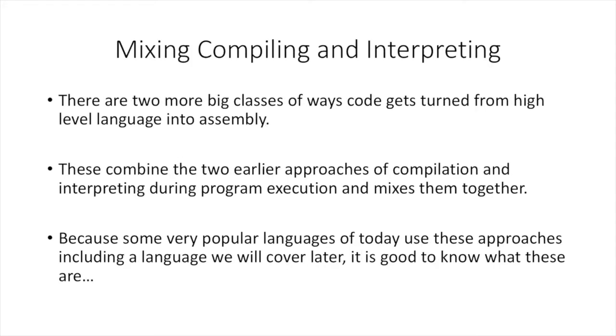Okay, now there are two more big classes of ways the code can get turned from a high-level language into assembly, and these combine the two earlier approaches I was talking about, compilation and interpreting, together during program execution. This is confusing, but it will make sense in the example. Some very popular languages of today use these approaches, including a language we're going to cover later, so it's good to know what these are because we'll talk about them.